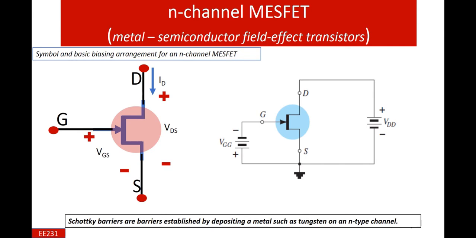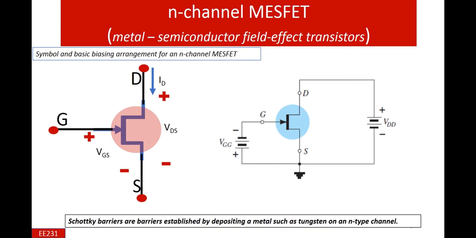So this is the symbolic representation of the n-channel MESFET, metal semiconductor field effect transistor. In this case, this width is representing the channel, which is thicker as compared to the other terminals of the MESFET, like the drain and the source. So the gate is connected to this thick portion, which is representing the channel. N is represented through this arrow, and this arrow represents the conventional flow of the carriers.